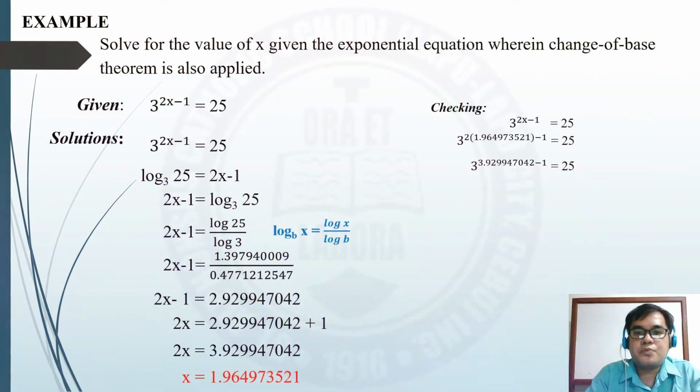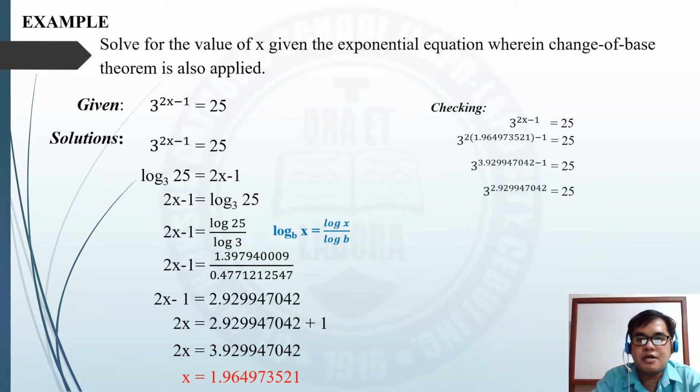After that, we have 3 raised to 3.9299470042 minus 1 equals 25, and simplify them further, and it will become 3 raised to 2.9299470042, and get the result of 3 raised to 2.9299470042, and the answer will become 25.000002 equals 25, or simply 25 is equal to 25. That makes our equation a true mathematical statement.